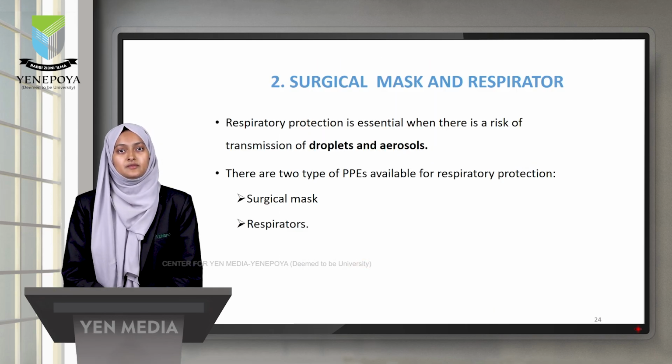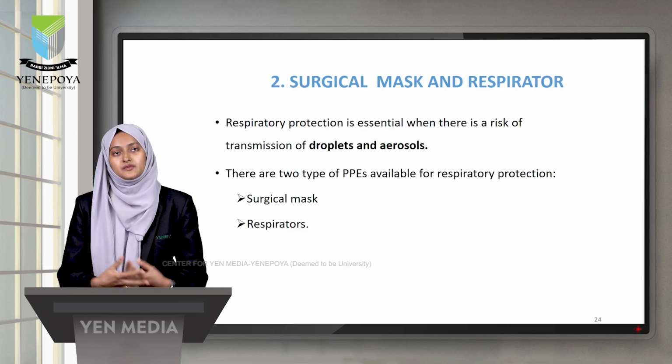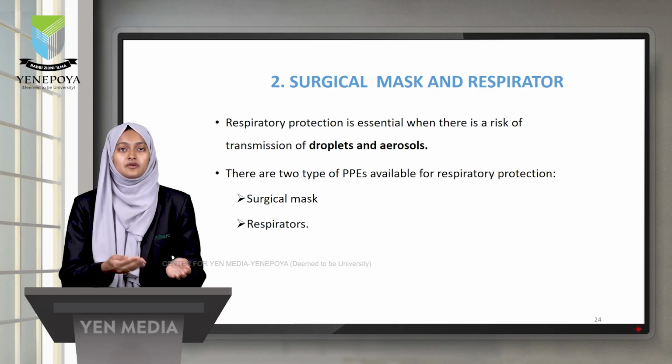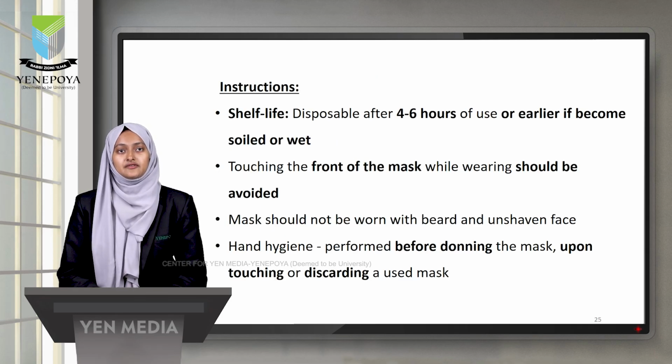Then we have the surgical mask as well as the respirator. When do we use these? When we know there is a risk of transmission of droplets as well as aerosols. So there are two types, surgical masks and respirators. Now what is the shelf life of a surgical mask? It is only 4 to 6 hours.